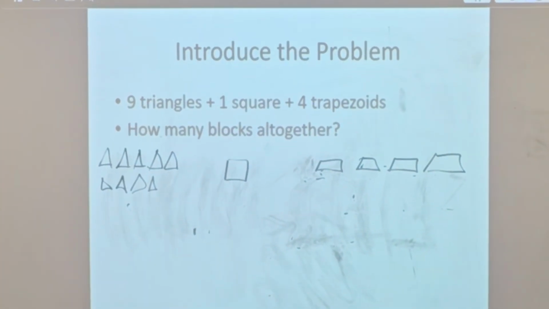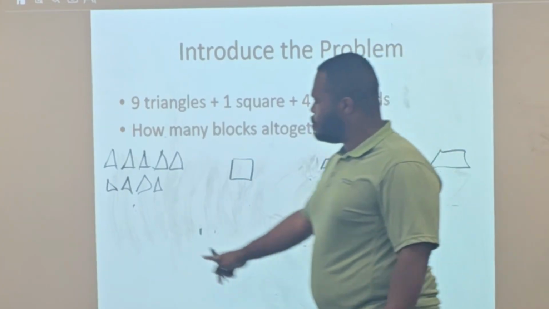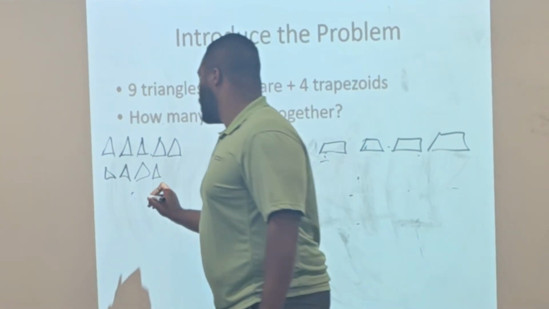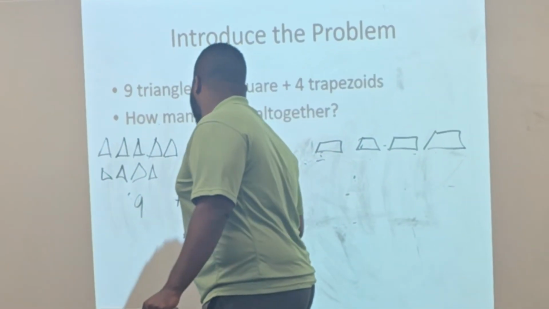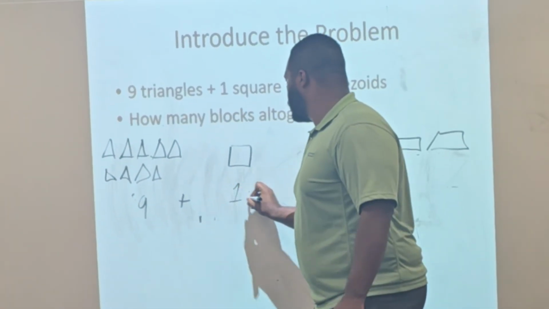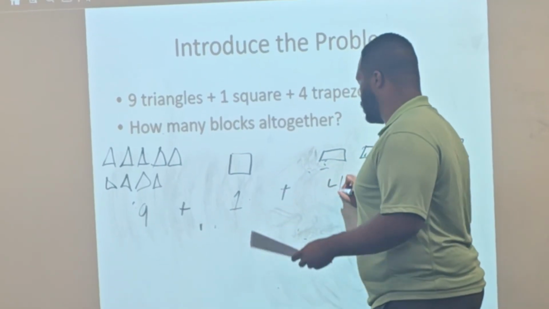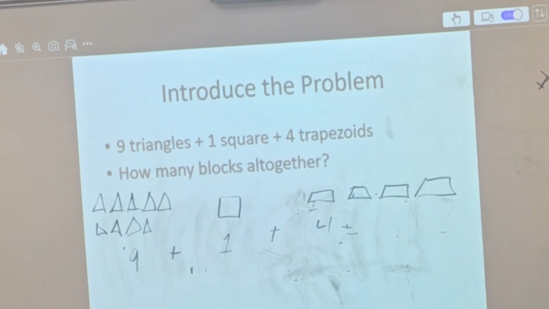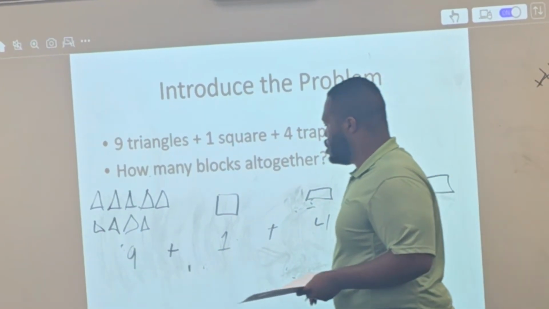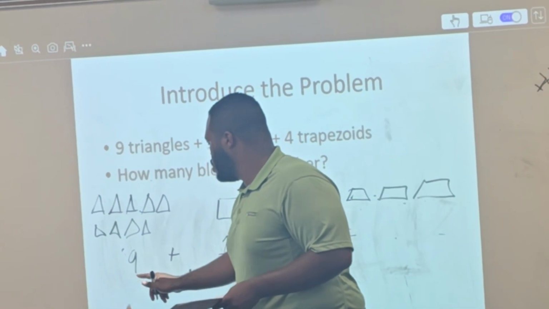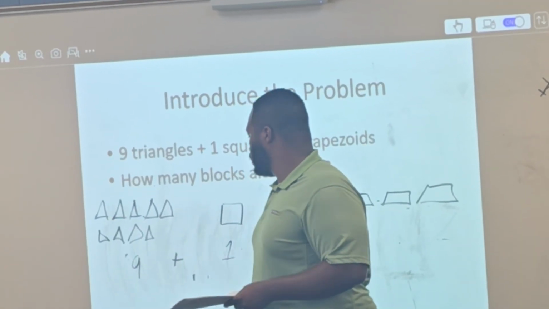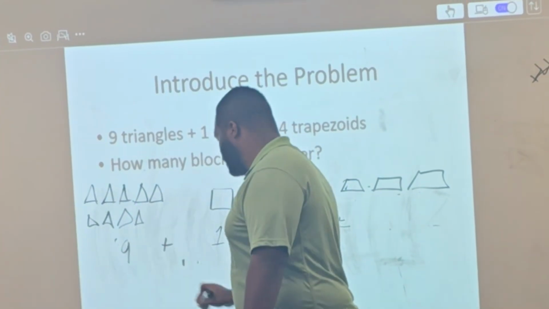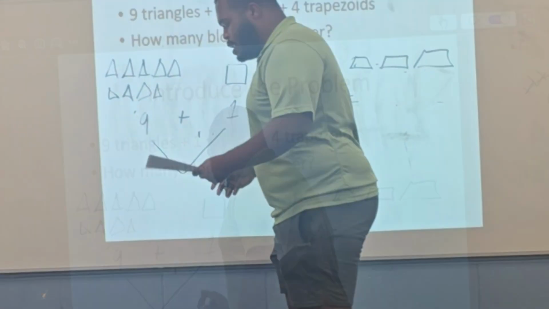I have 9 triangles, 1 square, and 4 trapezoids. So what number goes right here? 14, wait, no, wait, 9. 9 plus 1, plus 4. So how many blocks do we have all together? 14. If you add the 9 plus the 1, it equals 10, and add the 4 to it, it becomes 14. That is correct, and I was just about to say that.